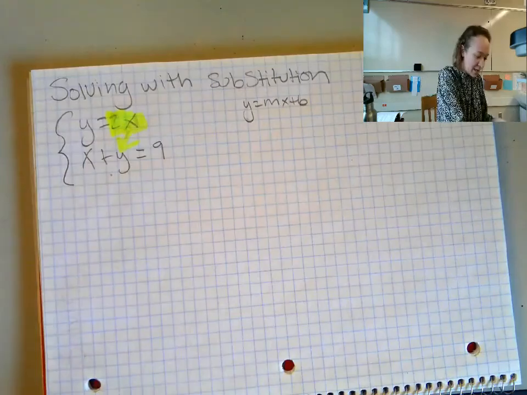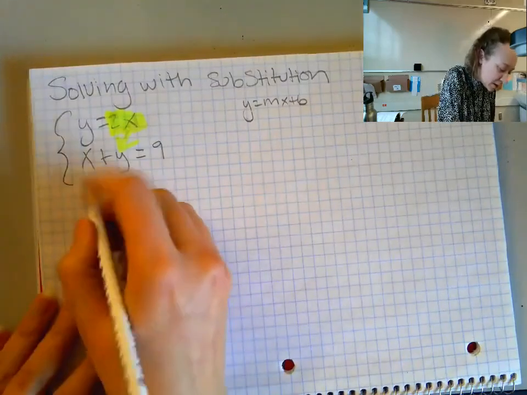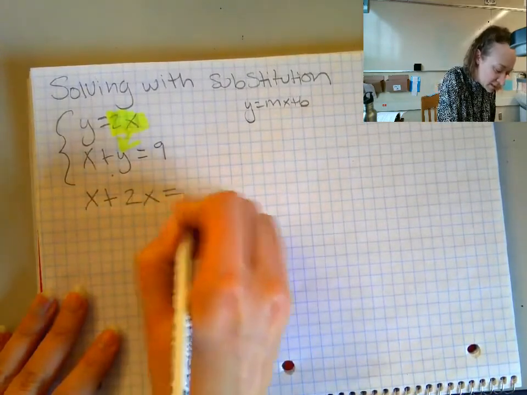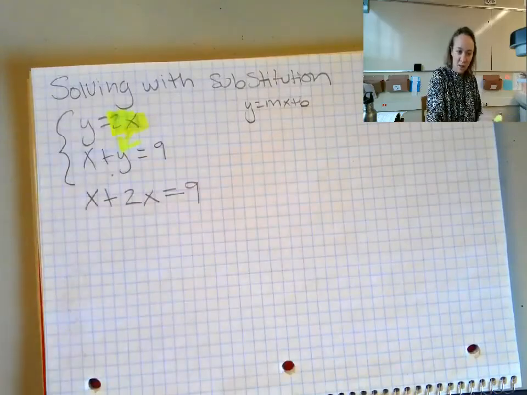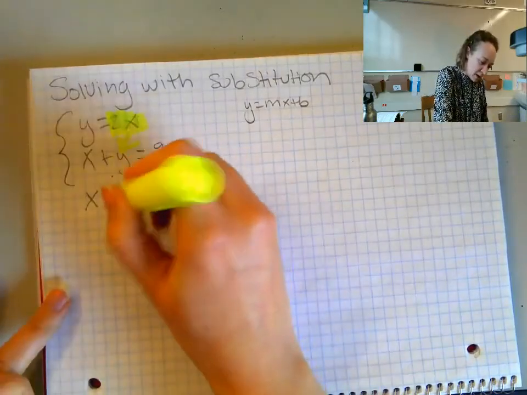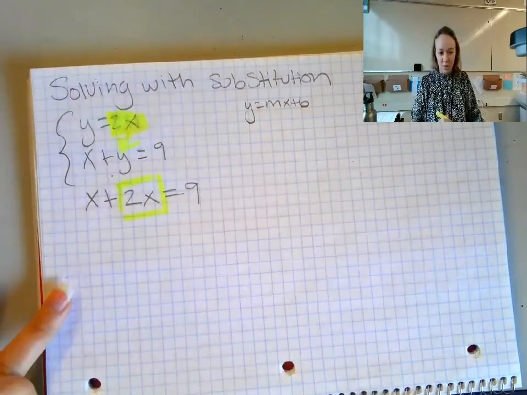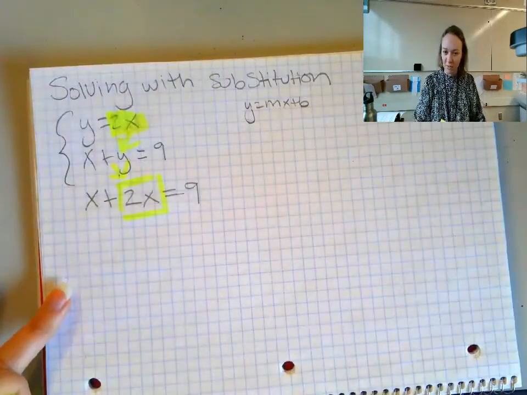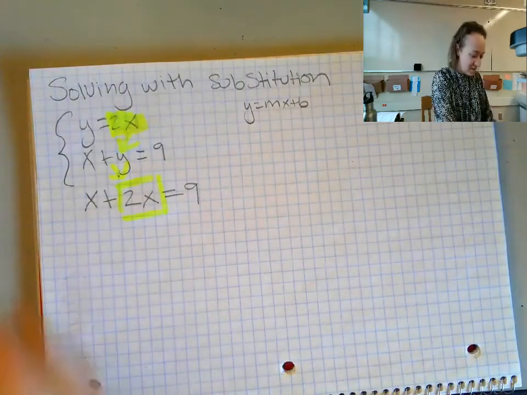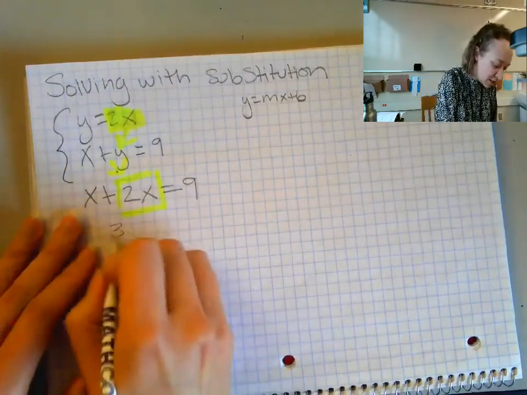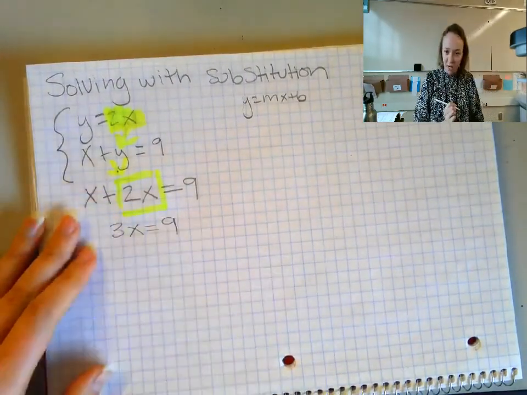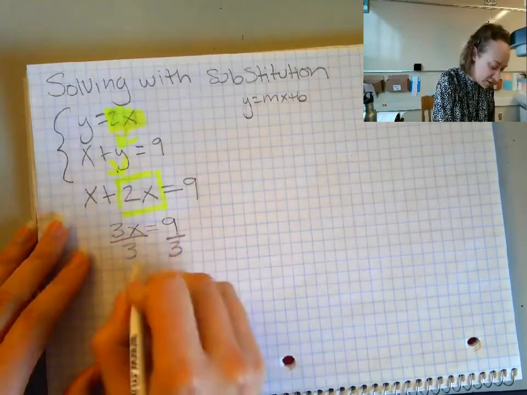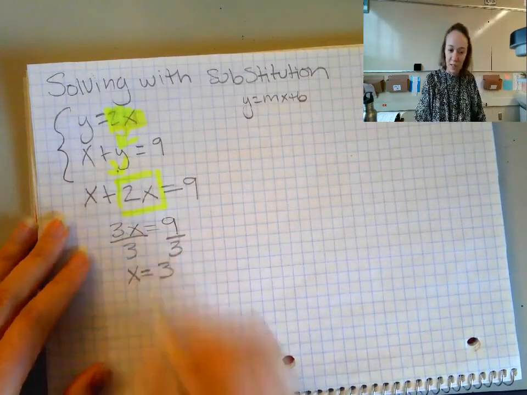So I can rewrite it as x plus 2x equals 9. You see what I did there? I replaced the y with the 2x. Hopefully that makes sense. So then, that gives me 3x equals 9. I divide by 3. 9 divided by 3 equals 3. So I get x equals 3.